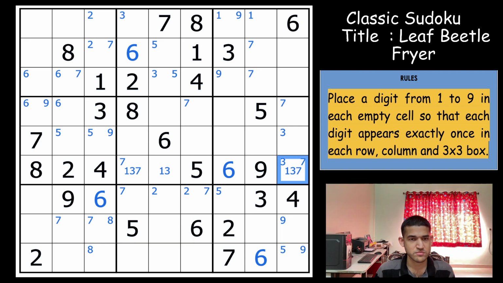Okay, let's look at column 6. 1, 4, 8, 5 and 6. So remaining digits are 2, 3, 7 and 9. This would be 3, 9. This would be 2, 7. Same as the corners that go in there. This would be 2, 3, 9 and this would be 2, 7 and 9.